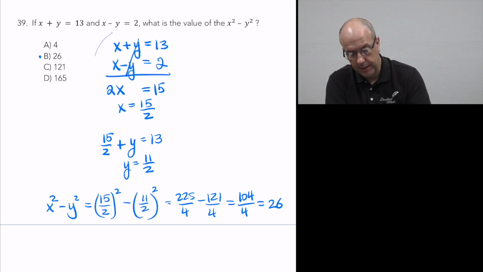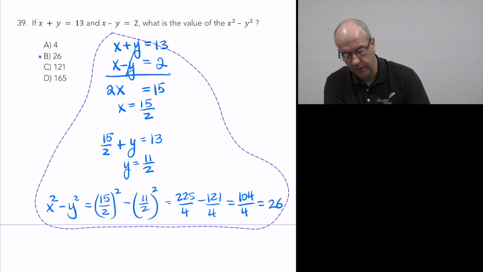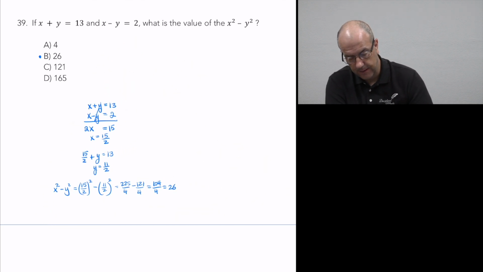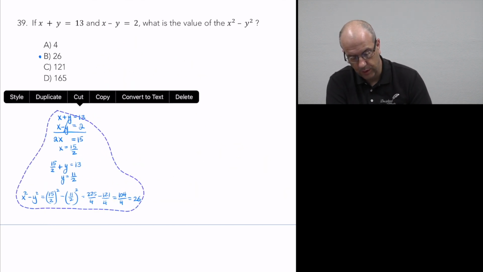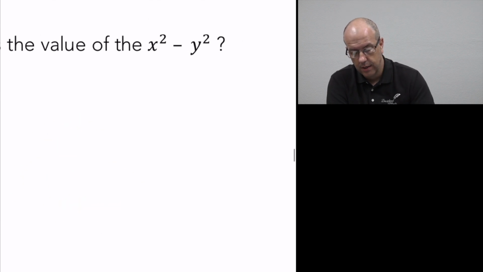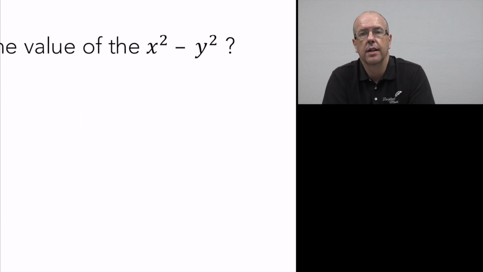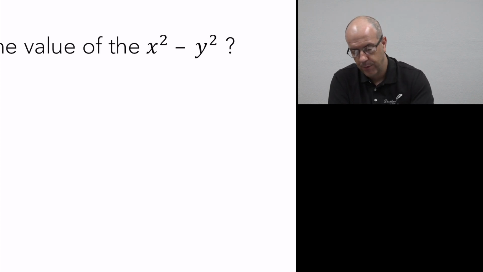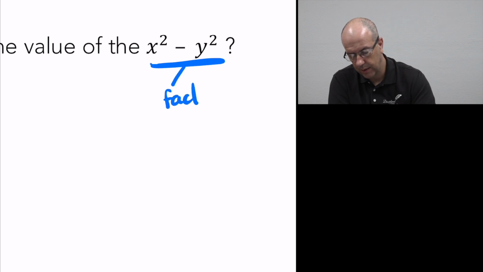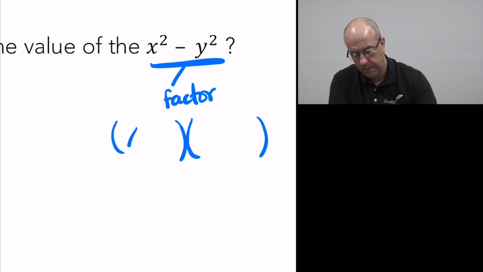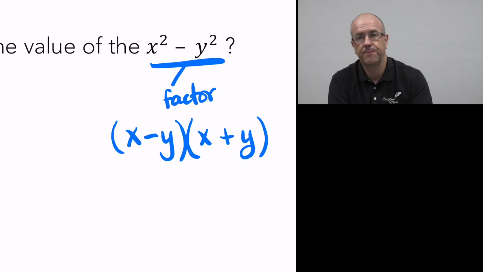Now, I made that look a little bit easier because I went pretty fast, but we're going to do this much differently, right? When in doubt on an algebra question, I want you to factor or to FOIL, and in this case, this expression can be factored, right? So we want to factor this expression, and this is a difference of squares, and so it's x minus y times x plus y.